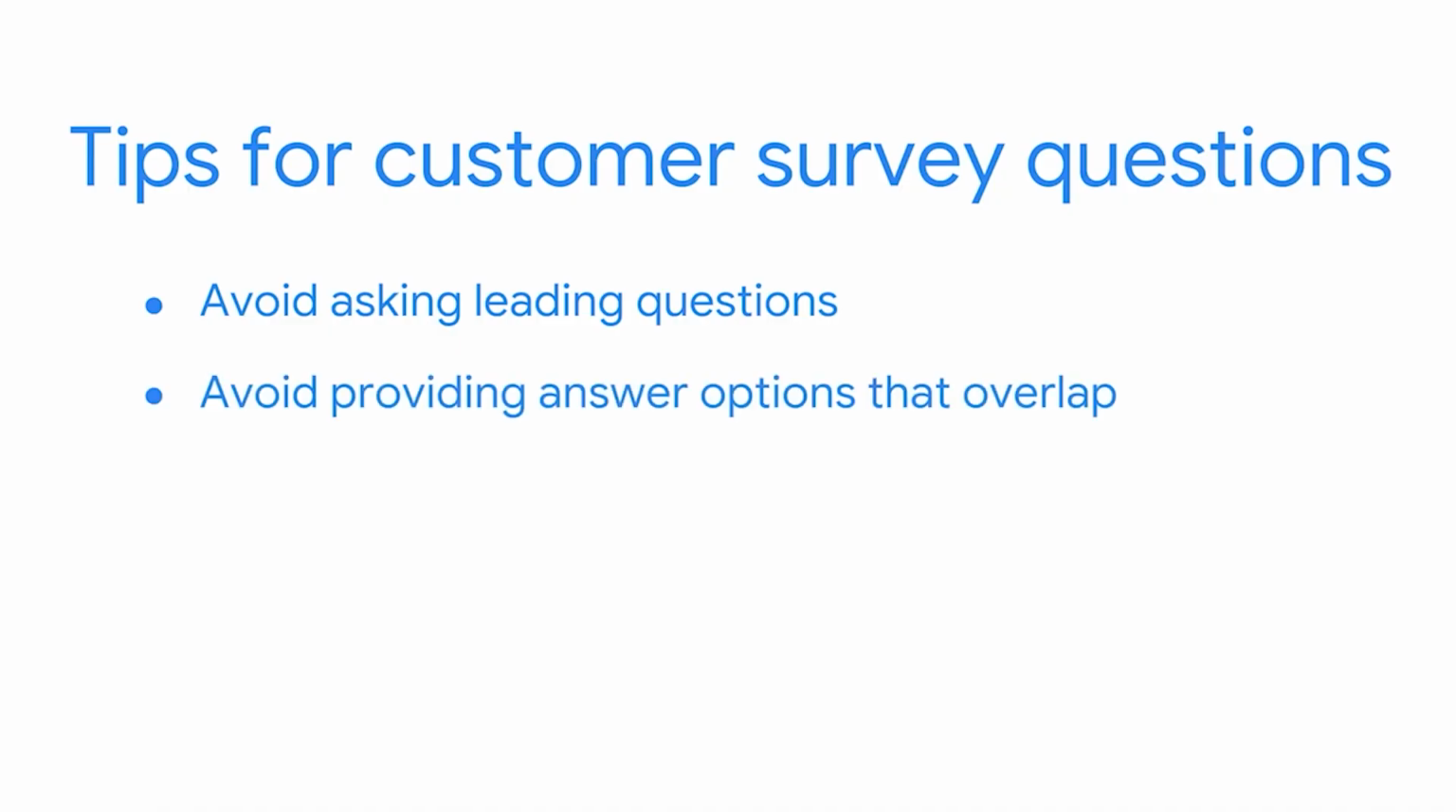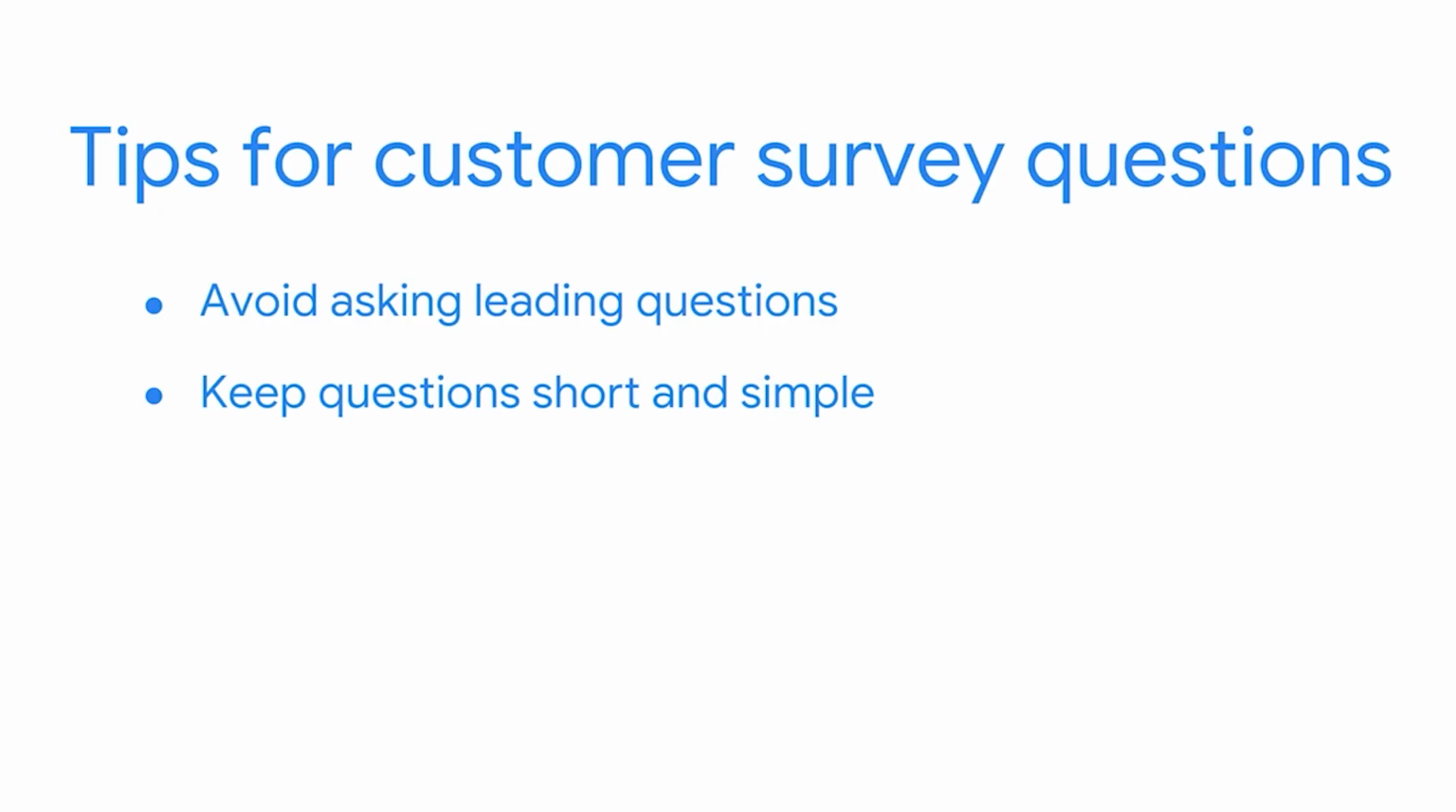Secondly, avoid providing answer options that overlap. It can cause confusion if there are two possible correct answers. For example, if a 35-year-old is trying to answer the question, "How old are you?" but the only answer choices are A, between 25 and 35, or B, between 35 and 45, they may be at a loss for which option is right for them. Instead, write the options as A, between 25 and 34, and B, between 35 and 44. That way, the only correct answer is B.